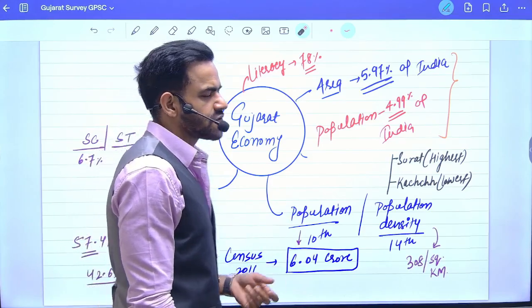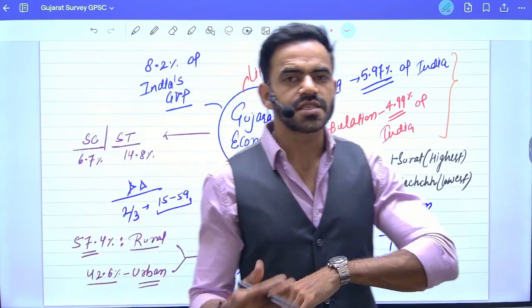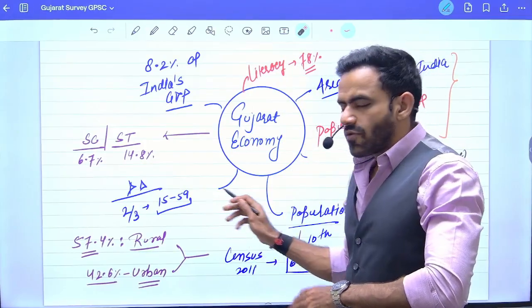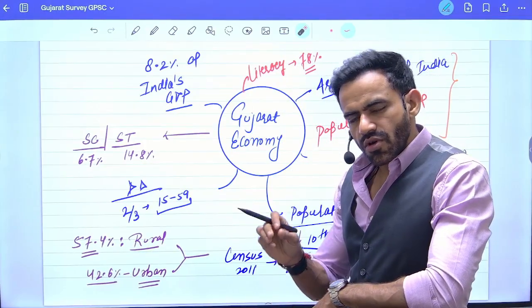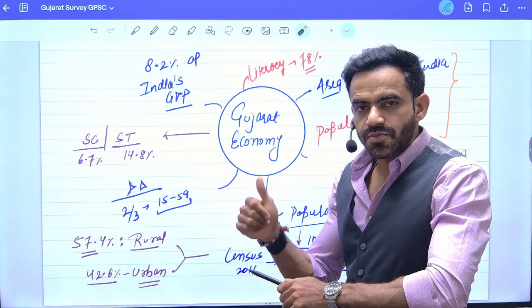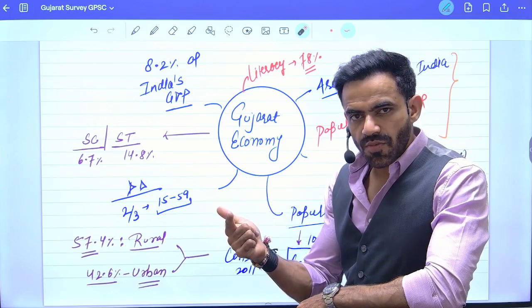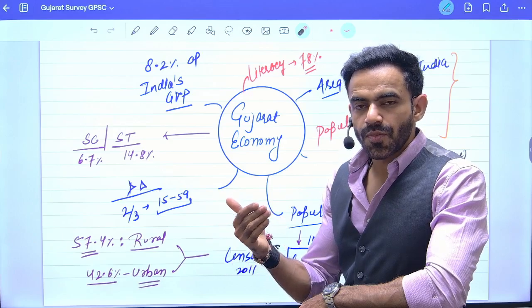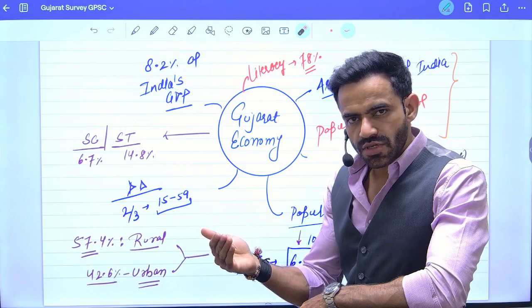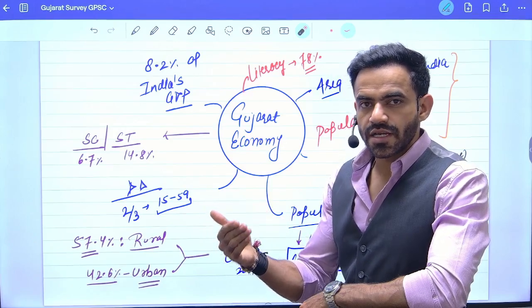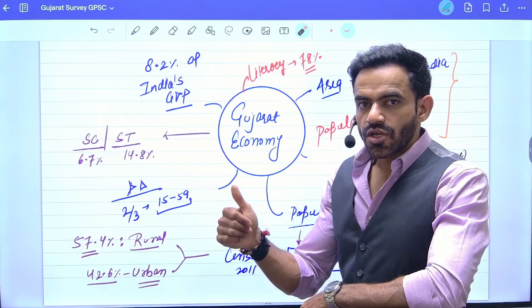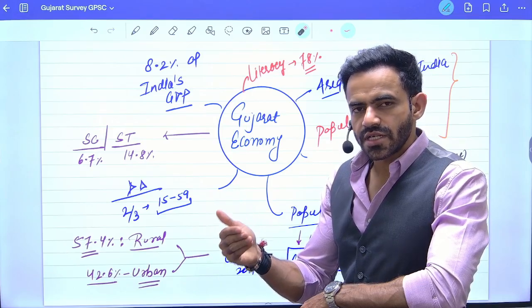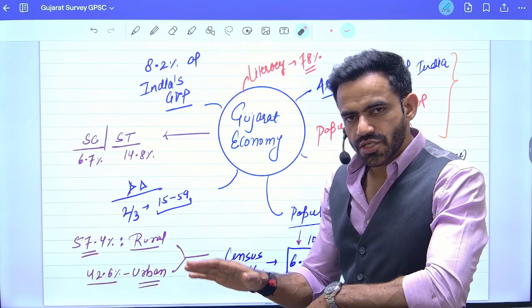Now, this data of 6.04 crore is as per census 2011. Out of this roughly 6 crore, 6% is the area, 5% is the population. In terms of population number, Gujarat is on 10th position. In terms of density, it is on 14th position. In terms of population density, Surat is on top position, Kutch is on bottom position.